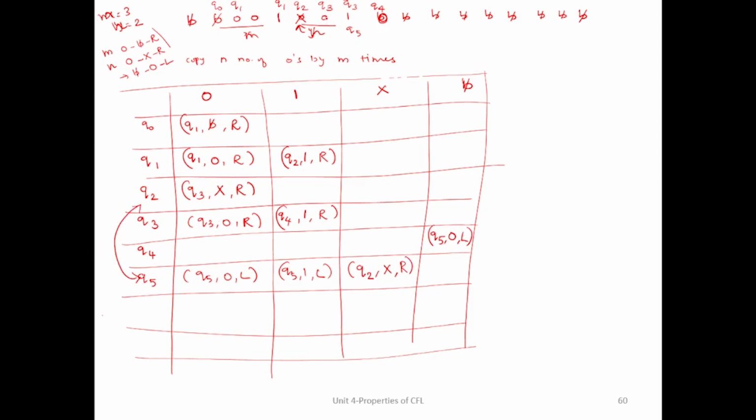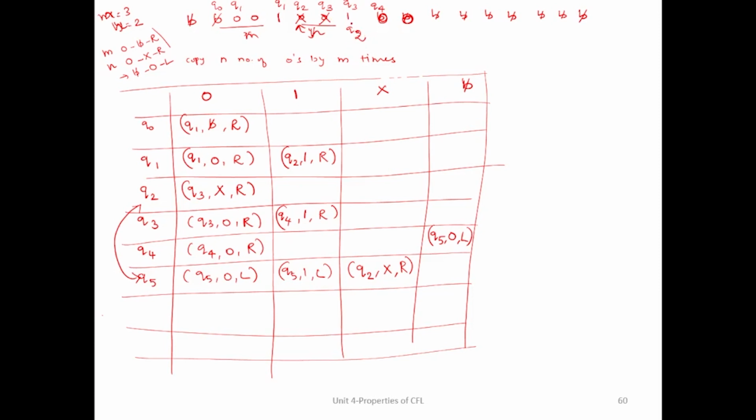Now I am in the Q2 state. The 0 is replaced as X. Now the state is changed to Q3. If Q3 reads 1, change the state to Q4. If Q4 reads 0, you should move to the right direction. If Q4 reads blank space, this should be changed to 0 and move to the left direction. So Q5 0 means left direction. Q5 1 means left direction. Q5 reads X means you should move to the right direction with the state Q2.